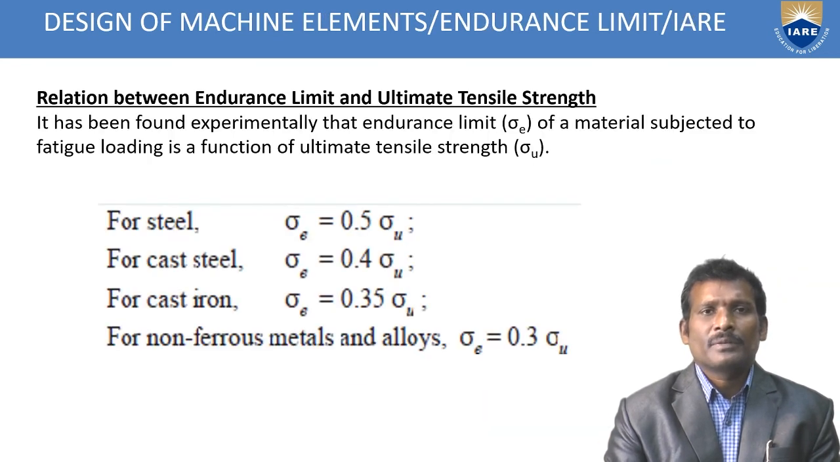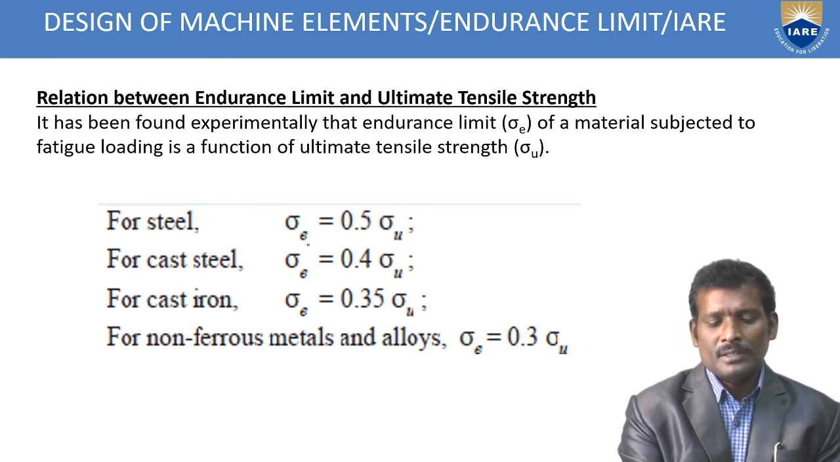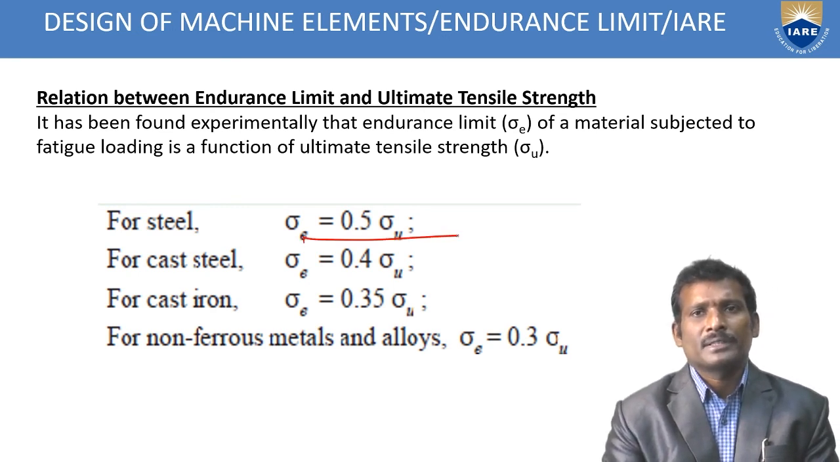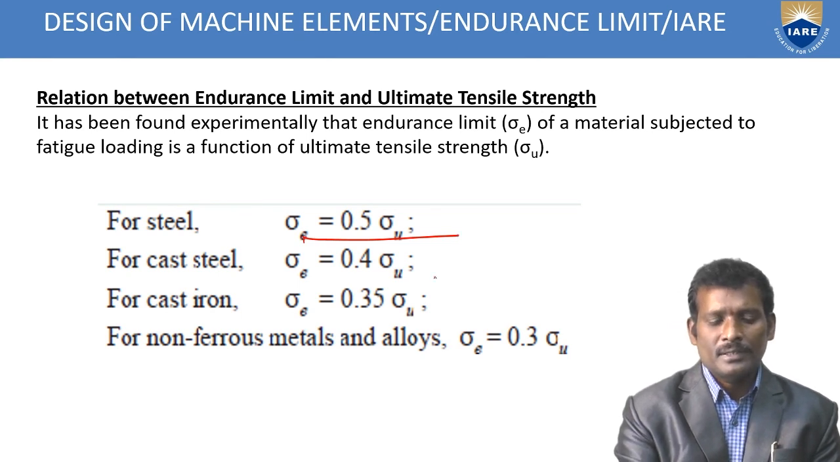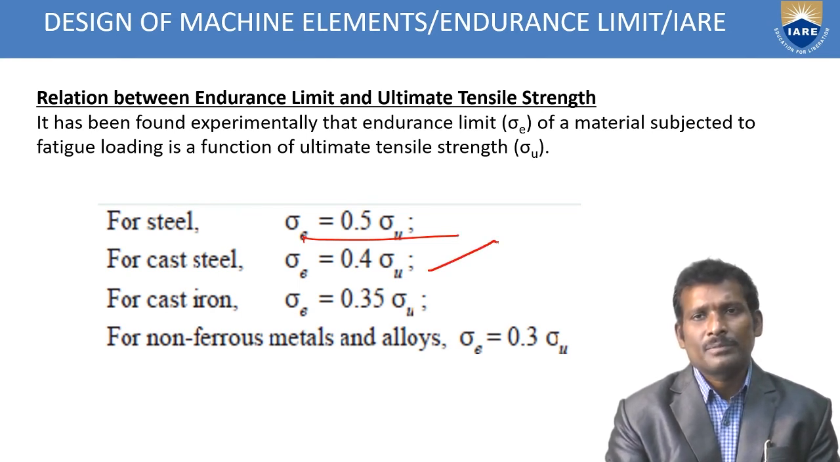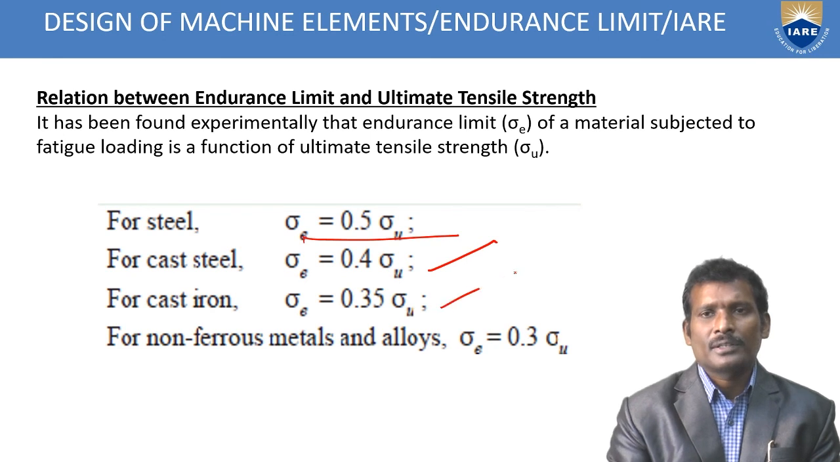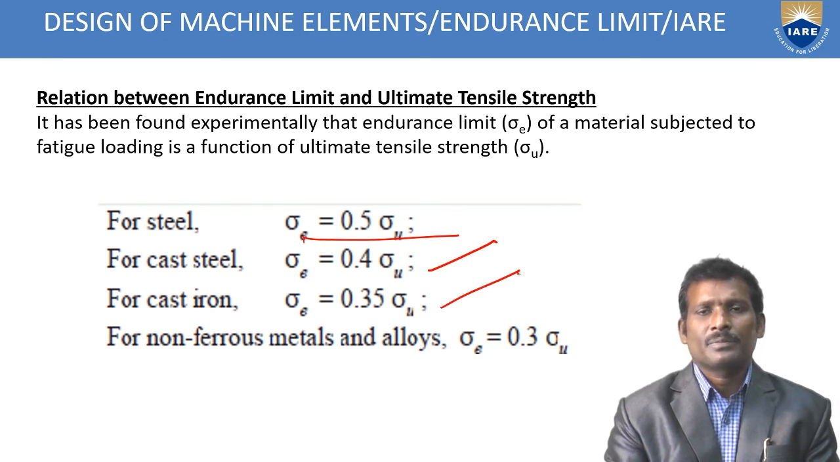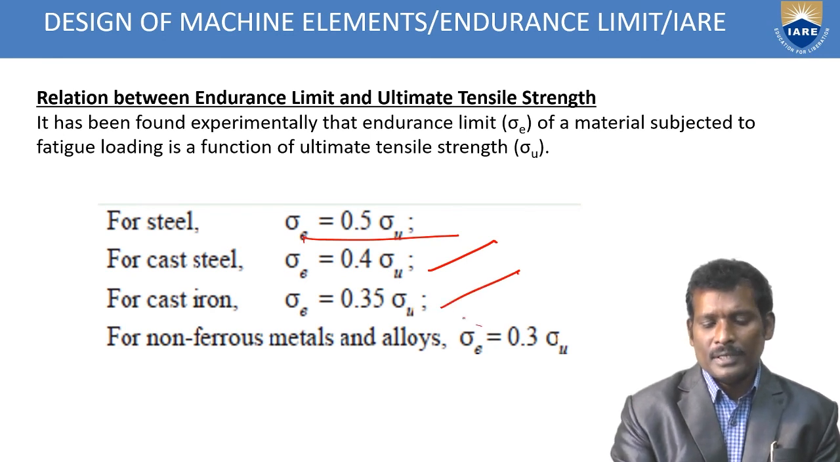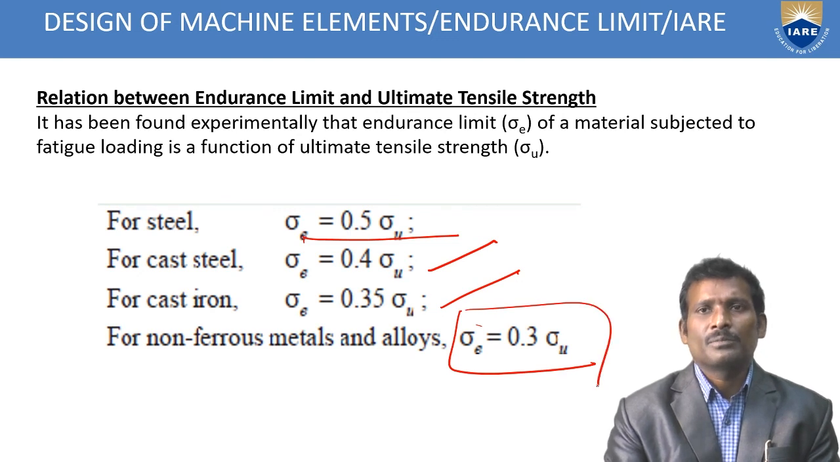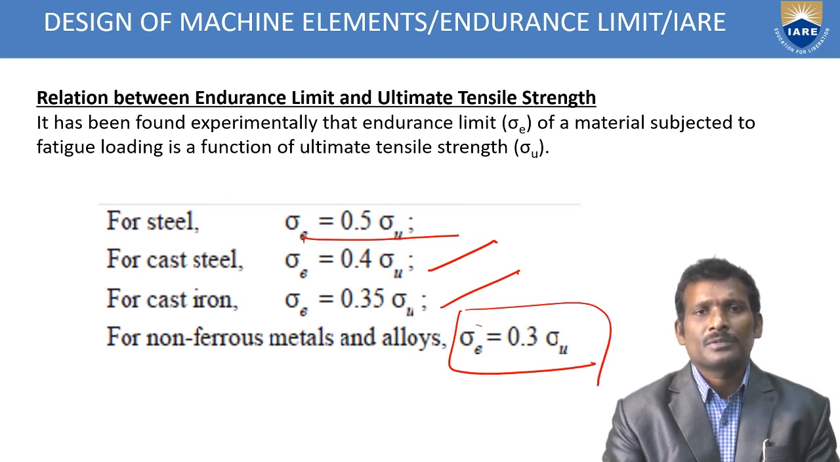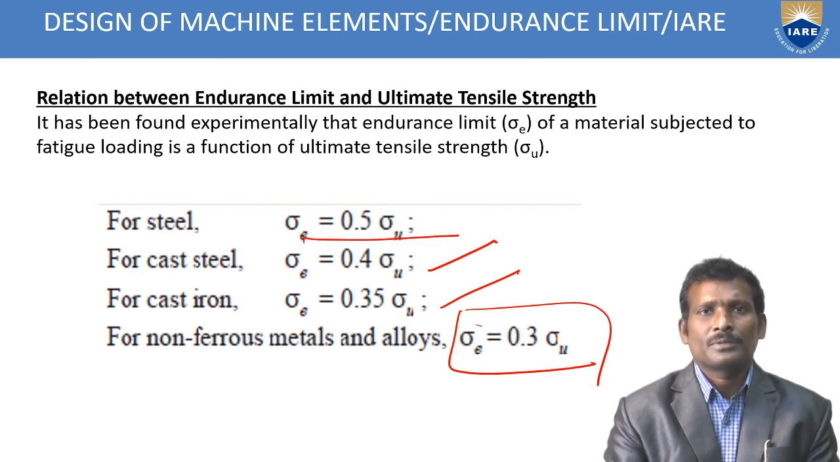What is the relation between the endurance limit and ultimate tensile stress? For steel material, the endurance limit is equal to half of the ultimate tensile stress. For cast steel, 0.4 sigma u, and for cast iron, 0.35 sigma u. For non-ferrous metals and alloys, you can take 0.3 sigma u. These relations are useful while solving problems.